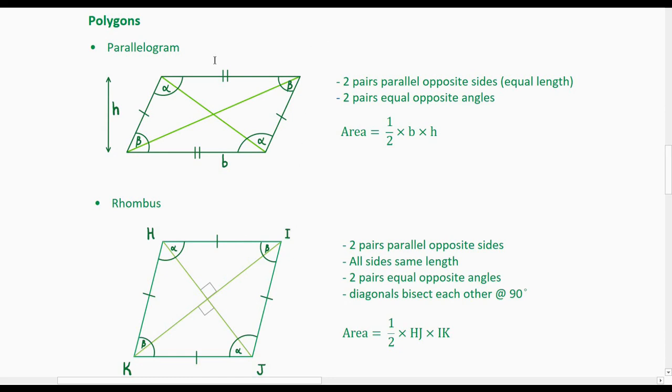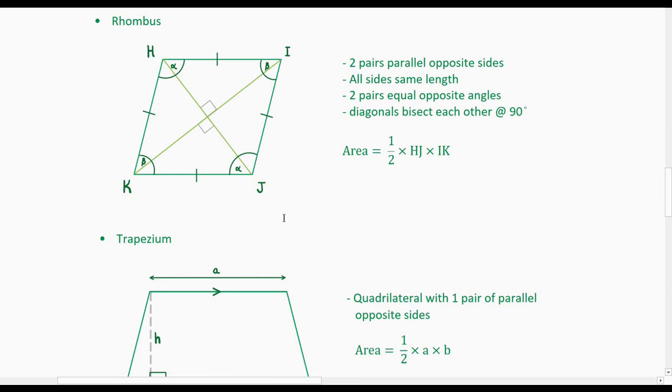So the first new polygon I looked at was a parallelogram, and the main characteristics of it are that it has two pairs of opposite sides of equal length. So that would be this side and this side, as well as this side and this side. And then it also consists of two pairs of opposite angles, which have been indicated using the letters alpha and beta in the diagram. And to determine the area of a parallelogram, you would just say base times perpendicular height. Next is a rhombus.